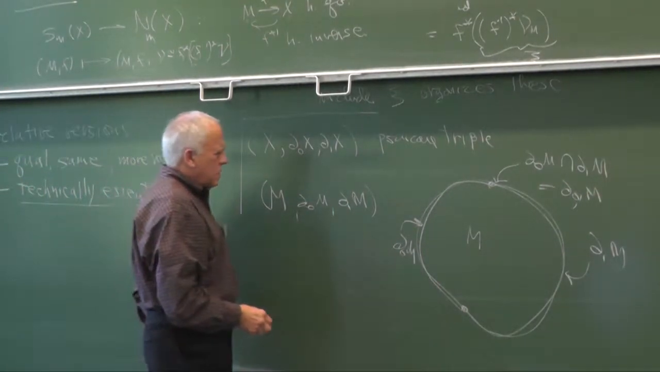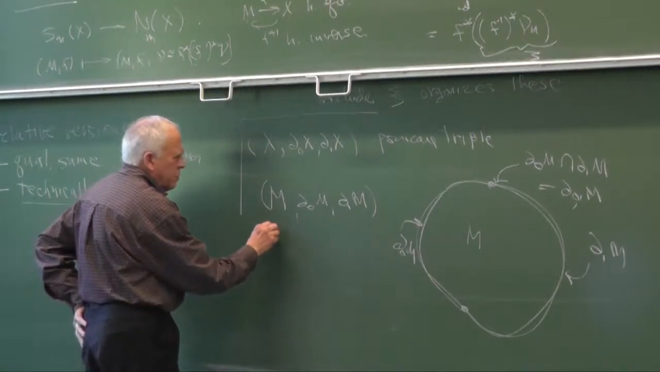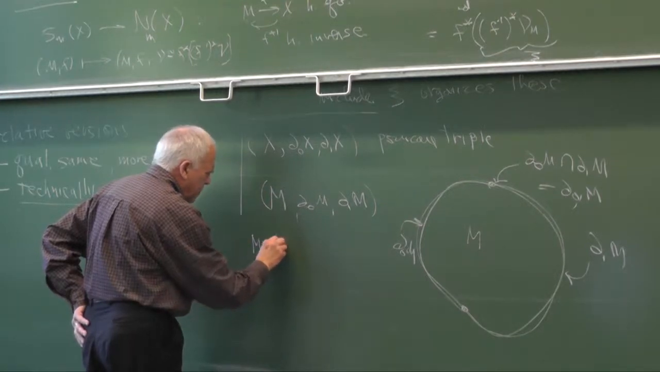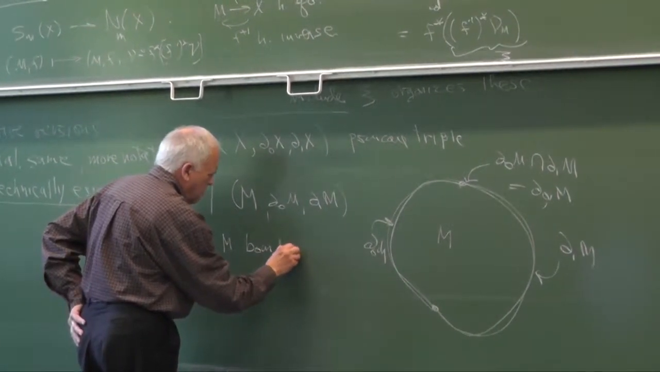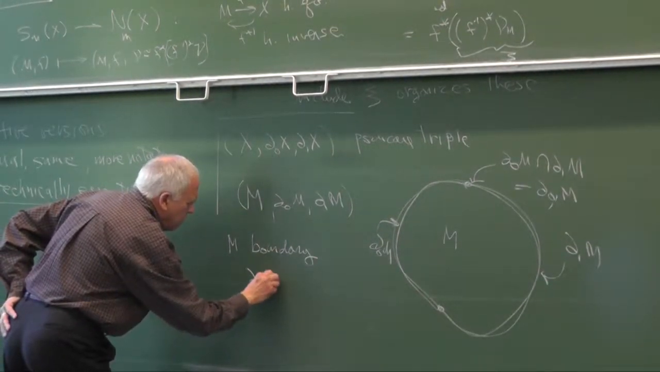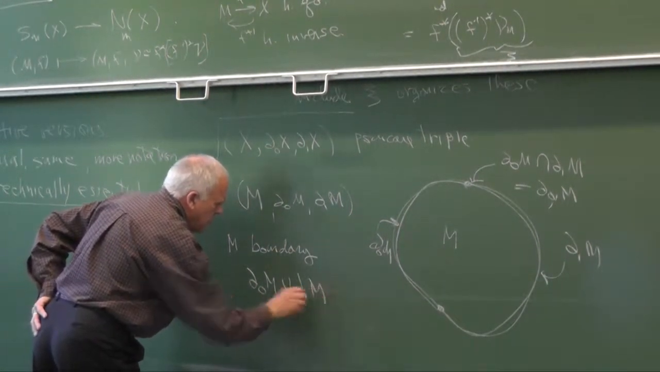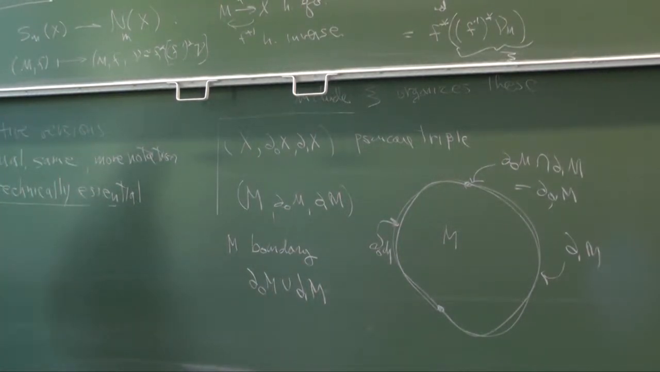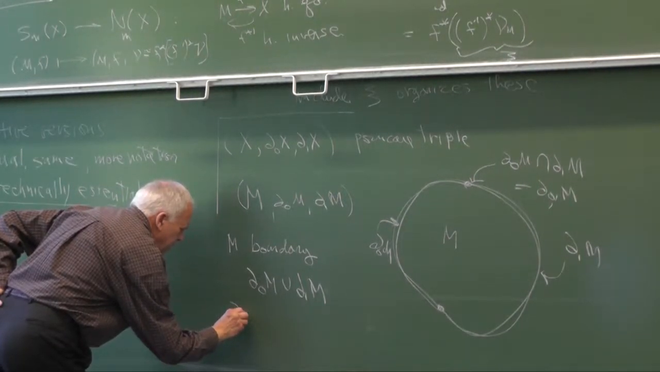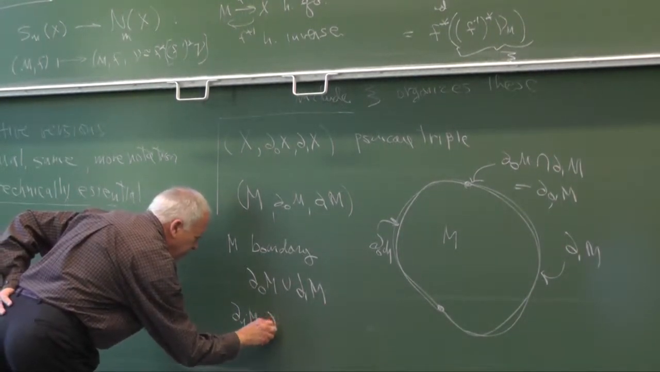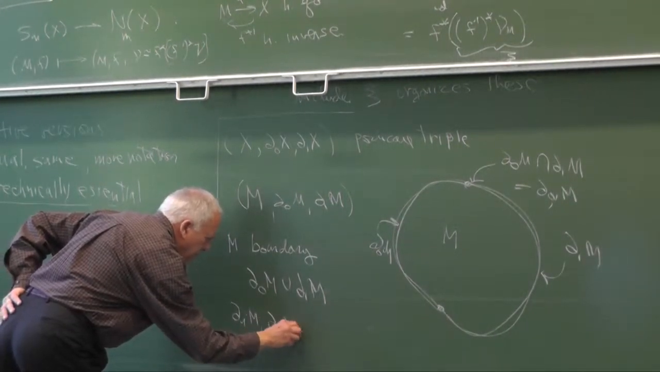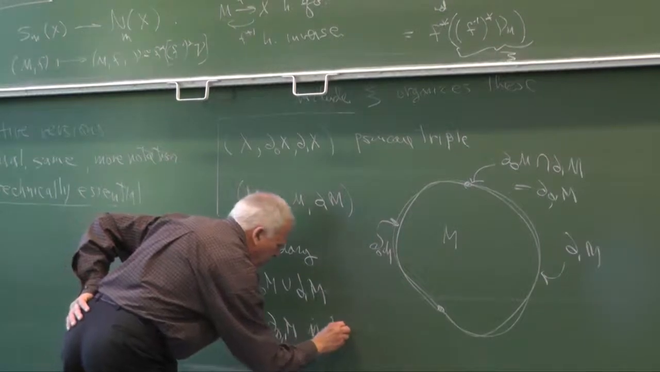And the idea is that this should be a manifold. M has a boundary, boundary 0 M union boundary 1 M. So together these pieces give you the whole boundary. And each boundary i M, and the intersection, boundary 0,1 M, is an n minus 1 manifold.